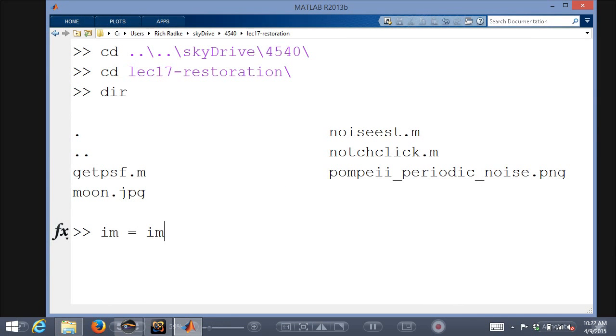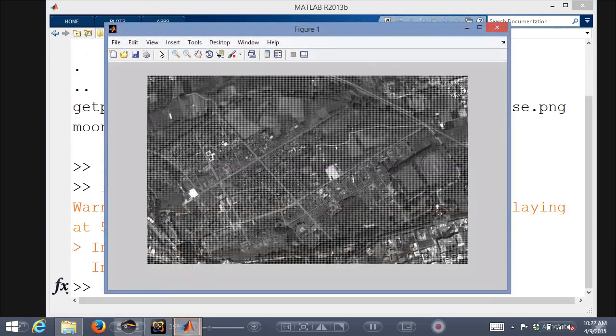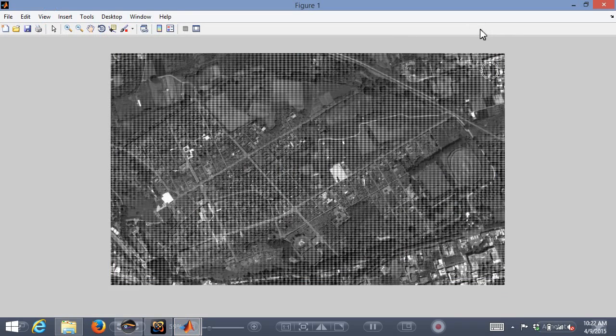I found a good website from another professor that I'm going to put online. But here's an example of noise from a satellite image where clearly there's some sort of regular thing that is causing this image to be corrupted, right? So there's definitely a spatially dependent periodicity, which means that things are not happening independently at every pixel. So this noise should manifest itself pretty clearly in the frequency domain, okay?